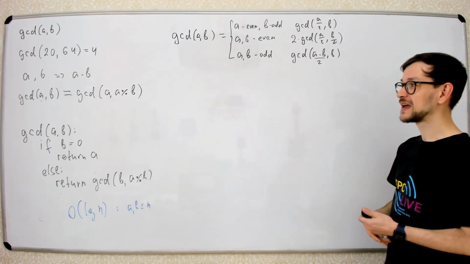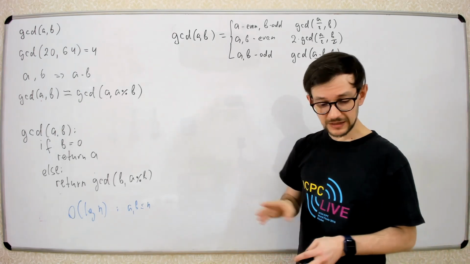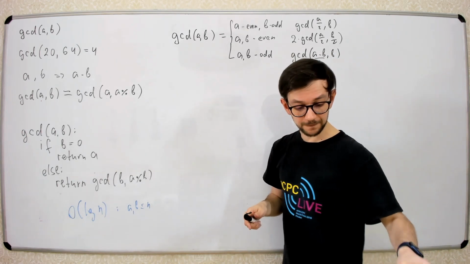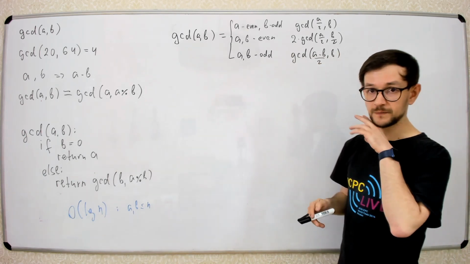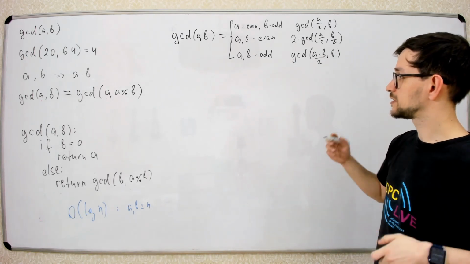Next interesting thing. The Euclidean algorithm is not only used to calculate the greatest common divisor. It has multiple interesting purposes. For example, what can you do using the Euclidean algorithm? You can solve diophantine equations. What is a diophantine equation? A diophantine equation is a very simple thing.